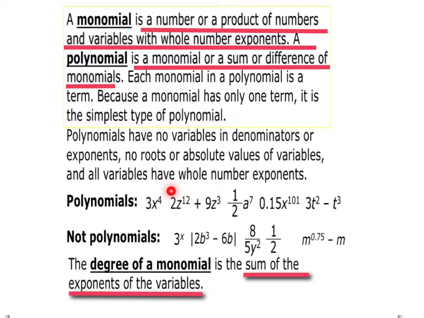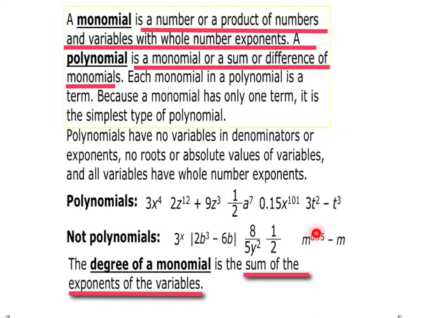Okay. All right. Now these are examples of things that are not. You can't have x as a power. That is not a polynomial. You can't have the absolute value of a polynomial. That is not a polynomial. You can't divide by a variable. That is not a polynomial. And over here, notice I don't have a whole number exponent. That is not a polynomial.